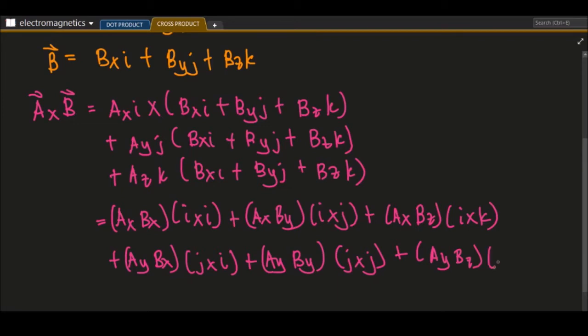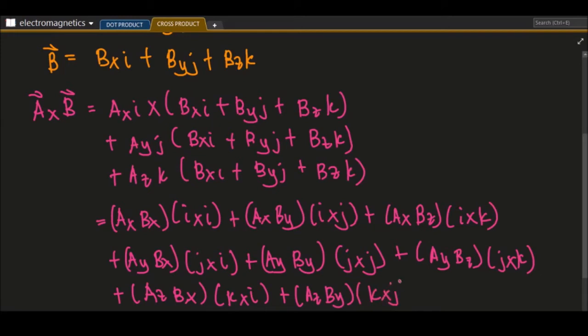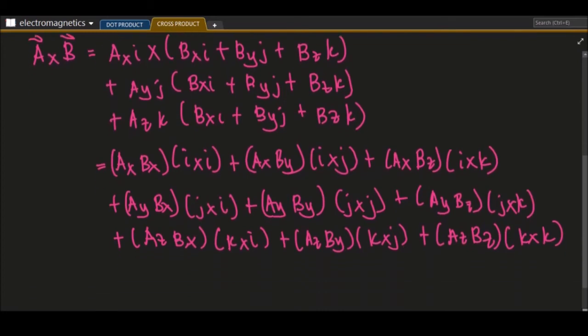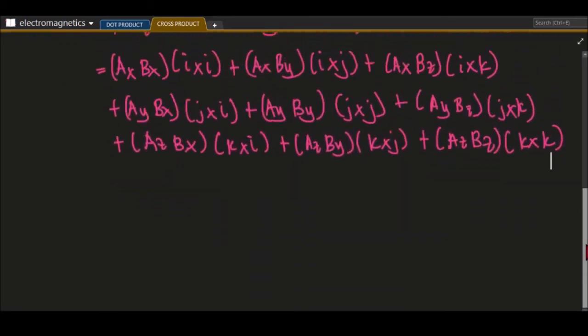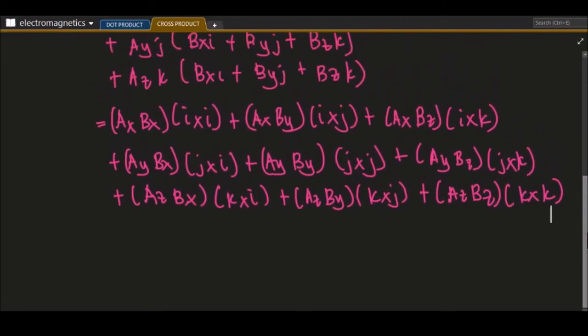So we have Ay Bz, this will be j cross k, plus Az times Bx, k cross i, plus Az By, k cross j, plus Az Bz, k cross k. Okay, so we have now the expanded part of our cross product. Too much real estate was given.